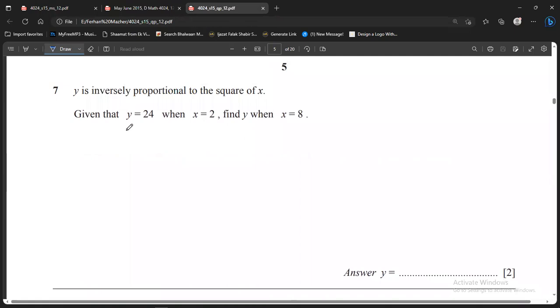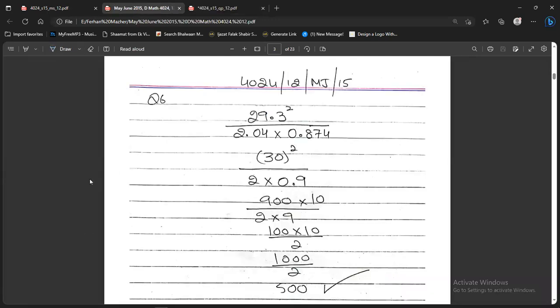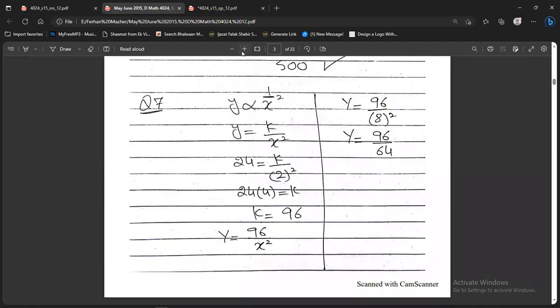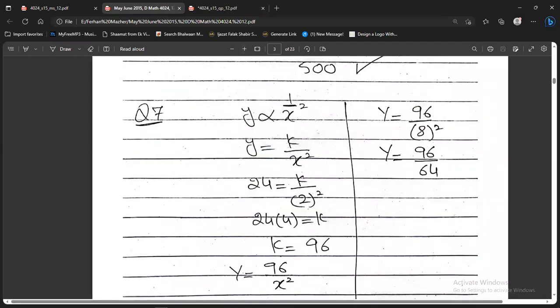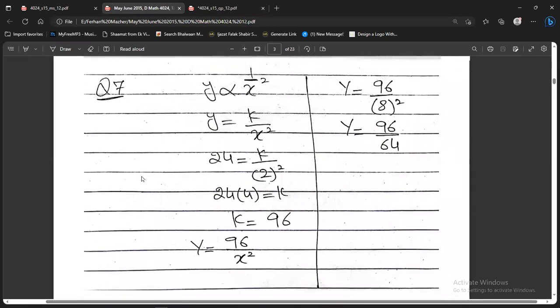Question number 7. Y is inversely proportional to the square of x. Given that y is 24 and x is 2. Y is inversely proportional to the square of x. Hopefully you understand. So from here, y is proportional to 1 by x square. Y will be equal to k by x square.